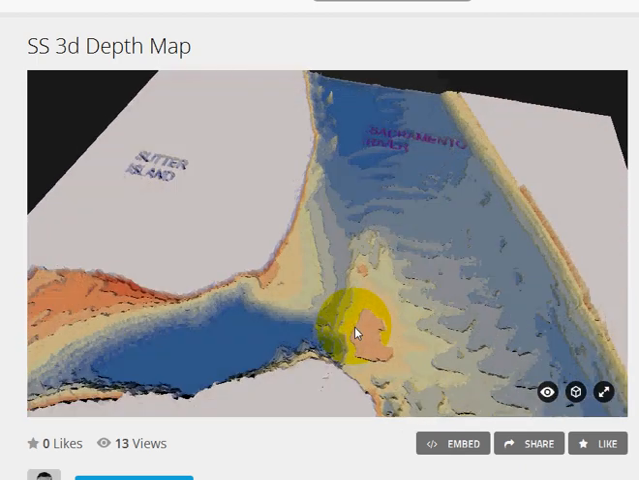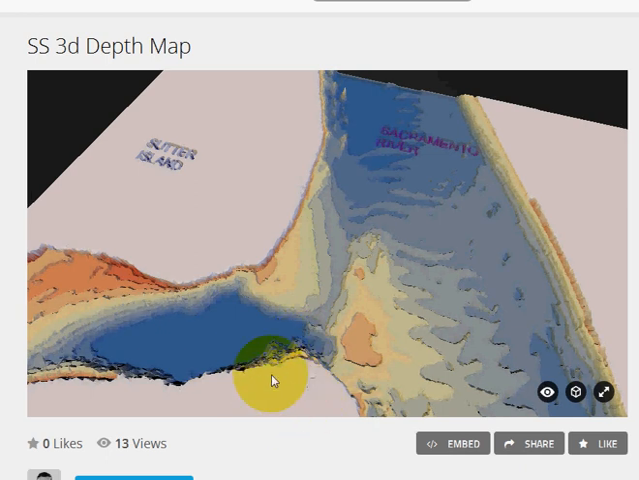And what you're looking at right now, there's Sutter Slough. This is Sutter Island, Grand Island. There's a deep hole. The Steamboat Slough Bridge would be right here. In the water, it looks like it's above ground, but it's not. It's just the coloring of the graphics he originally provided to us.